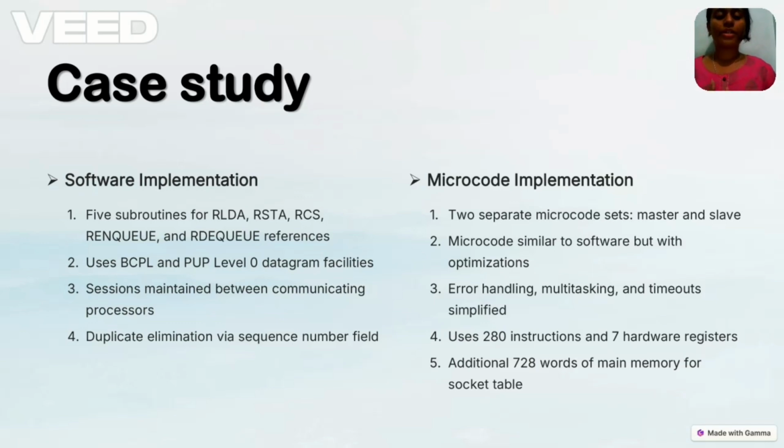Microcode implementation. Two separate microcode sets are used for the masters and slaves. The microcode is similar to the software but with optimizations, error handling, multitasking, and timeout simplified. It uses 280 instructions and 7 hardware registers, plus an additional 728 words of main memory for the socket table.